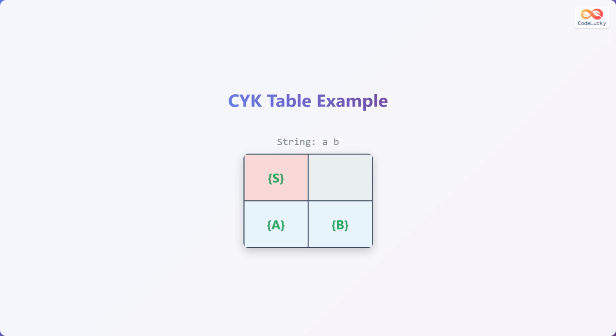Here's the CYK table for our example with the string ab. The bottom row represents the base case, where we fill the cells with non-terminals that generate single characters. T[1][1] contains A because A → a, and T[2][1] contains B because B → b. In the next step, we combine these to find non-terminals that generate the substring ab. T[1][2] contains S because S → AB, A is in T[1][1], and B is in T[2][1].